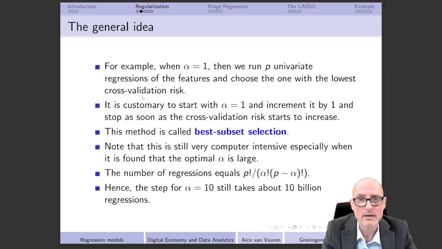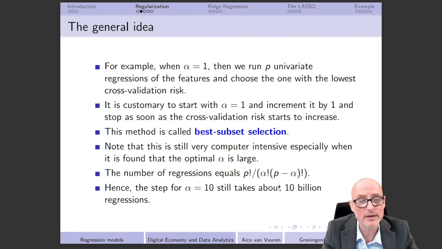The question of course arises: how many regressions can you actually run for a particular value of alpha? For that we can use the factorials that we have over here. It's equal to the factorial of p divided by the factorial of alpha times the factorial of p minus alpha. This is the usual combinations. For example, if alpha is equal to 10 and p is equal to 50, then we still have to run 10 billion regressions.